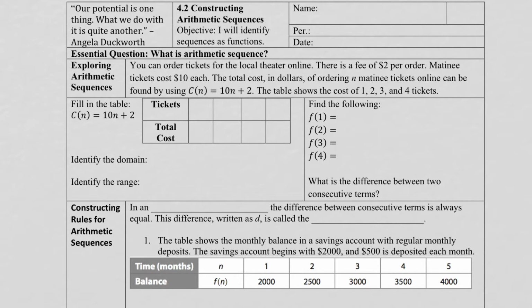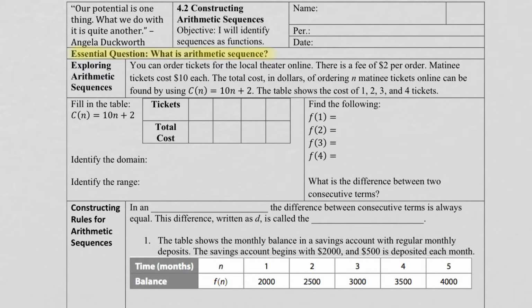So let's start as always by highlighting our essential question. What is an arithmetic sequence? There's a typo there, I just noticed it. It should say what is an arithmetic sequence. Okay, so that's what we're going to be figuring out today, what arithmetic sequences are. Yesterday we talked about sequences in general, not arithmetic sequences. So today we're looking at a specific type of sequence called arithmetic.